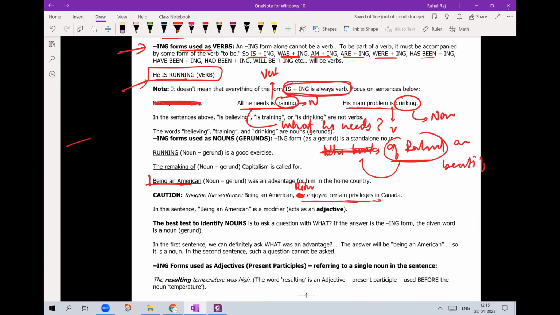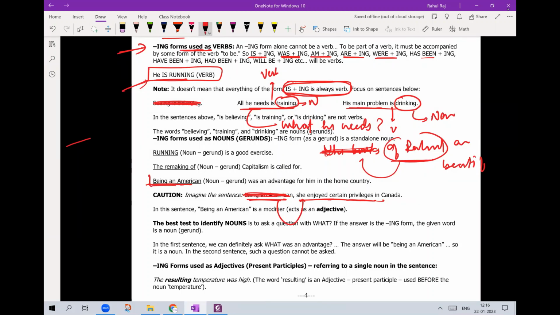So please understand, being an American here is an adjective that is referring to Ritu. See, even if you remove being an American, the sentence is completely, absolutely making full sense. Ritu enjoyed certain privileges in Canada. Absolutely, perfectly, it is making sense. So being an American is an adjective over here, that if I remove it, your sentence makes complete sense. It means it's an adjective.